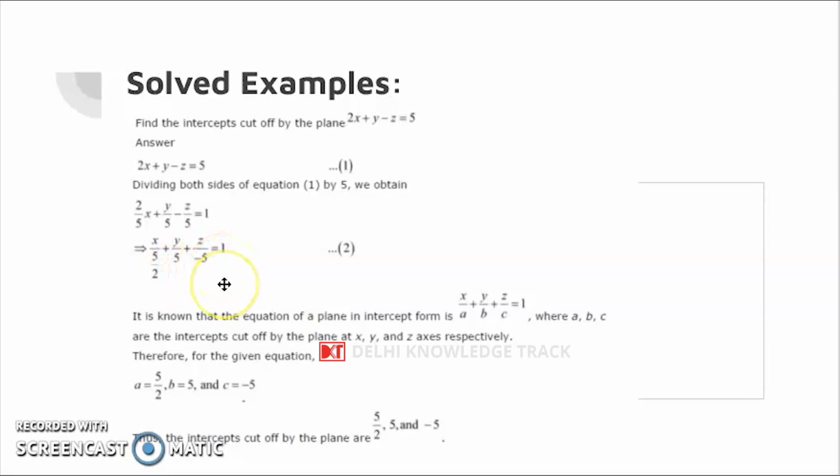It is known from the concept of the plane that the equation of a plane in intercept form is x divided by a plus y divided by b plus z divided by c is equal to 1, where a, b, c are the intercepts cut off by the plane on the x, y and z axes respectively. Therefore, from the given equation, we can determine the values of a, b and c. Thus, the intercepts cut off by the plane are 5 by 2, 5 and minus 5 on the x axis, y axis and z axis respectively.